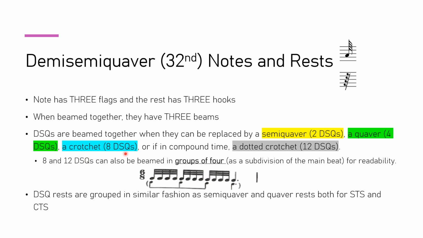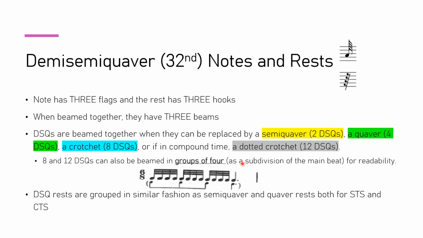So what that means, for example, is that if you have 6 demisemiquavers, you can't beam all 6 together. You have to beam them in a group of 4, because those 4 will form a quaver, and then the other 2 you beam together because they form a semiquaver. So you have to think about what you're beaming together, and what note it forms.